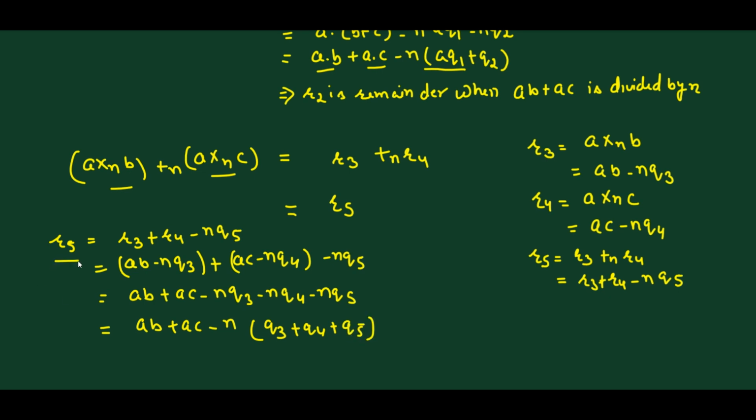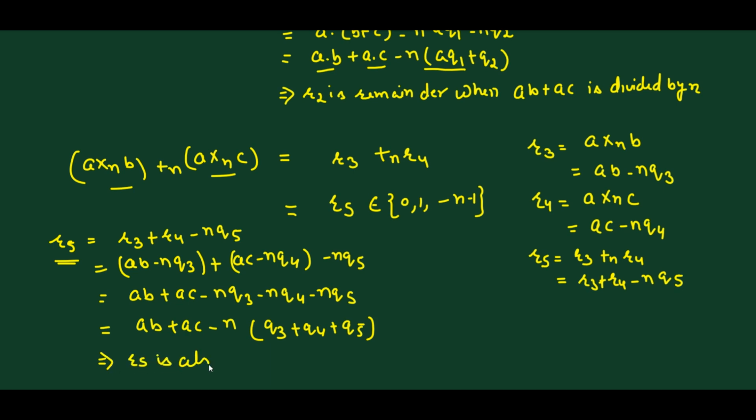So what is the left hand side? Left hand side is the remainder, because we are applying either addition modulo n or multiplication modulo n. It means every time you will get a number from 0 to n minus 1. So therefore R5 is also in the set 0, 1, up to n minus 1. So it means R5 is the remainder, because every member of this set is less than n, and therefore it is the remainder itself. So what is R2? R2 is the remainder when AB plus AC is divided by N. And what is R5? R5 is also the remainder.